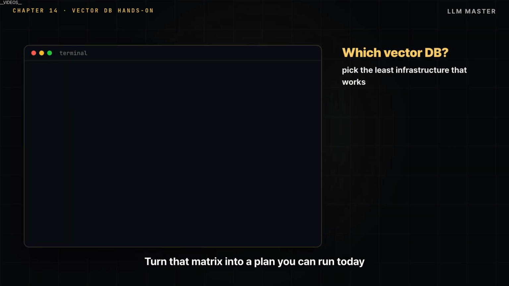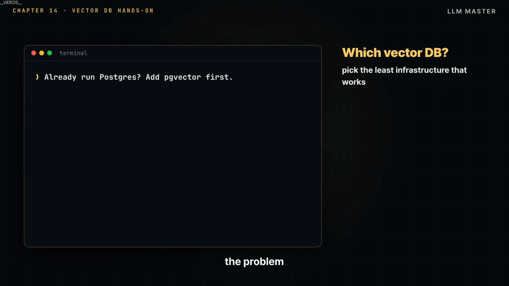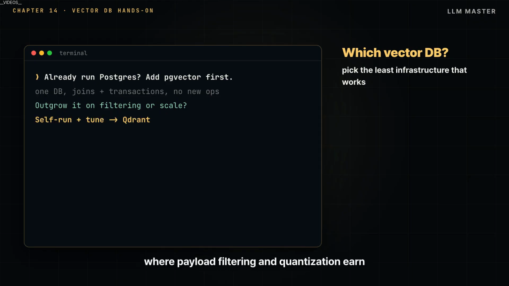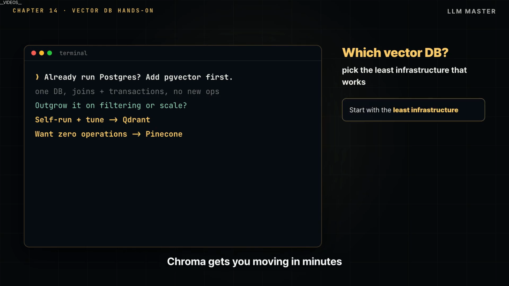Turn that matrix into a plan you can run today. Start with the least infrastructure that solves the problem. If you already run Postgres, add pgvector first, one database, transactions and joins included, and no new thing to operate. Only when you actually hit a wall should you move, outgrowing it on filtering nuance or raw scale, while wanting to run your own stack points to Qdrant, where payload filtering and quantization earn their keep. Wanting to erase operations entirely points to Pinecone. And if you're just prototyping on your laptop, Chroma gets you moving in minutes.